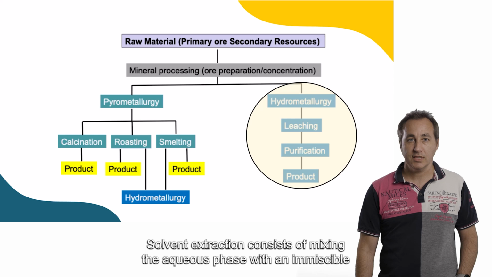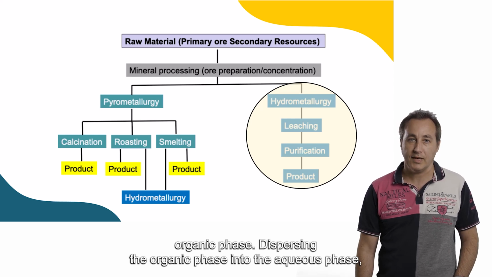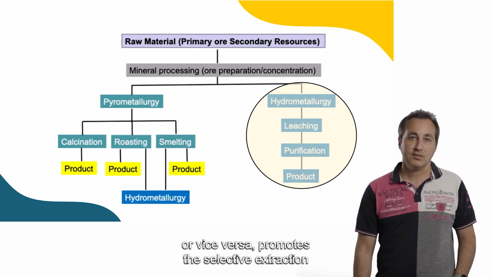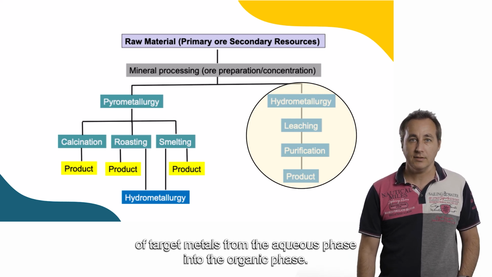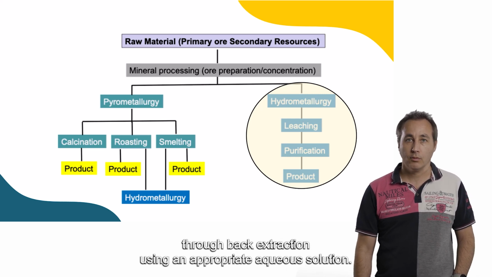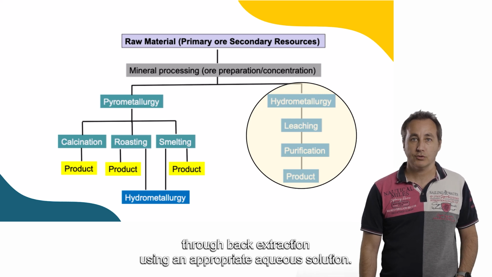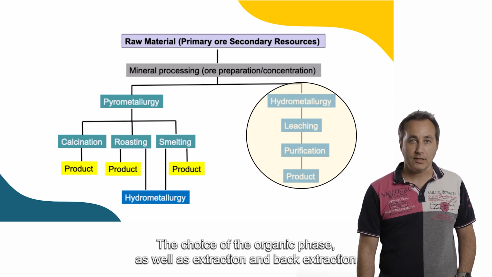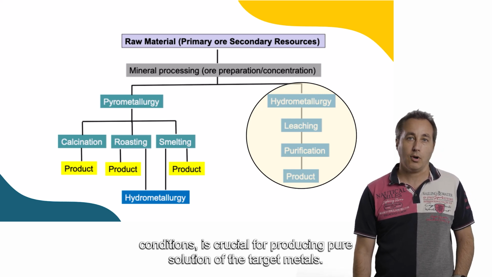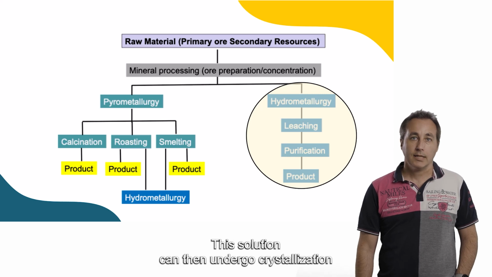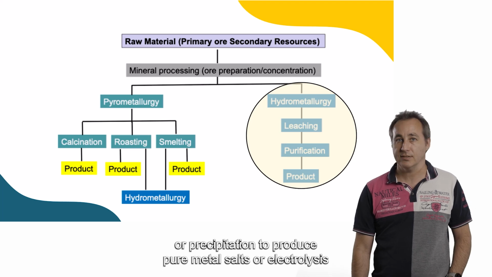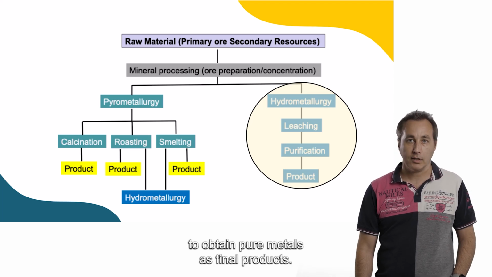Solvent extraction consists of mixing the aqueous phase with an immiscible organic phase. Dispersing the organic phase into the aqueous phase, or vice versa, promotes the selective extraction of target metals from the aqueous phase into the organic phase. The metals are then recovered in a specific aqueous phase through back extraction using an appropriate aqueous solution. The choice of the organic phase, as well as extraction and back extraction conditions, is crucial for producing pure solution of the target metals. This solution can then undergo crystallization or precipitation to produce pure metal salts or electrolysis to obtain pure metals as final products.